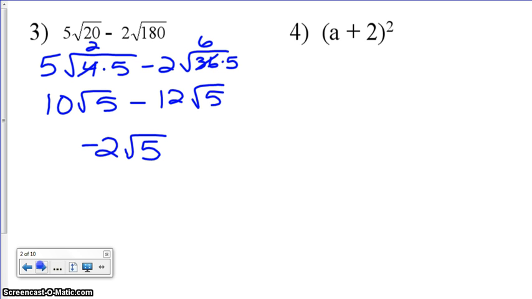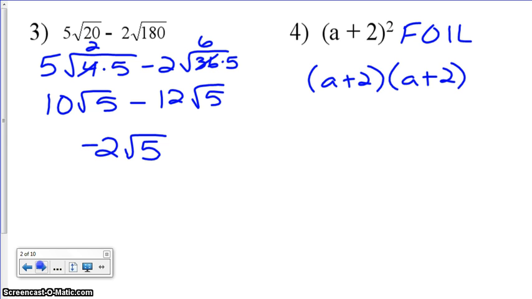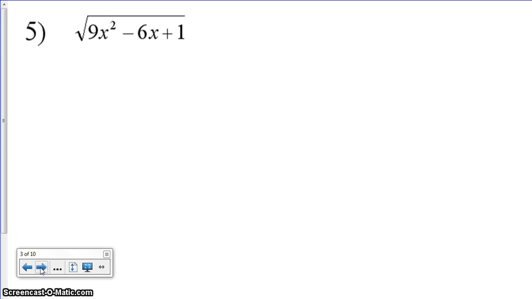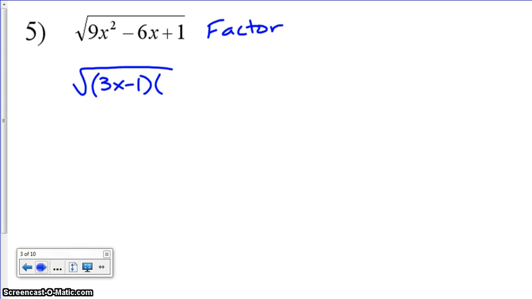In the next one, we do have to FOIL because it's a binomial. So when we FOIL, we get a squared plus 4a plus 4. And the last one, you cannot take the square root of a trinomial. So we need to factor our trinomial. When we do that, we get 3x minus 1, 3x minus 1.